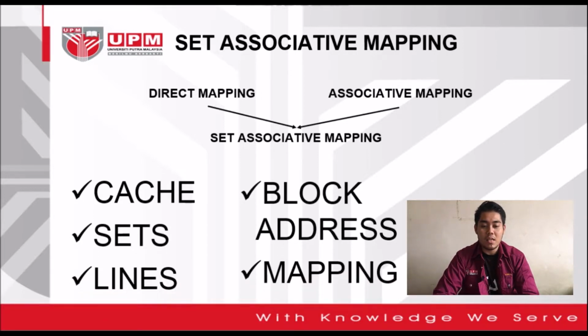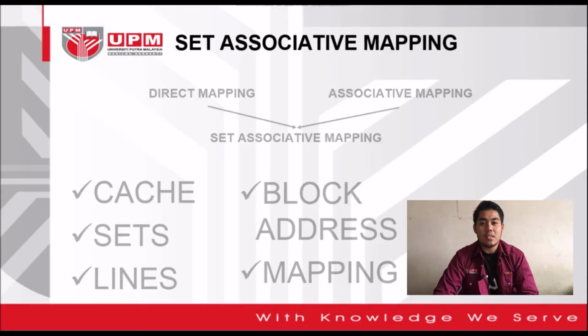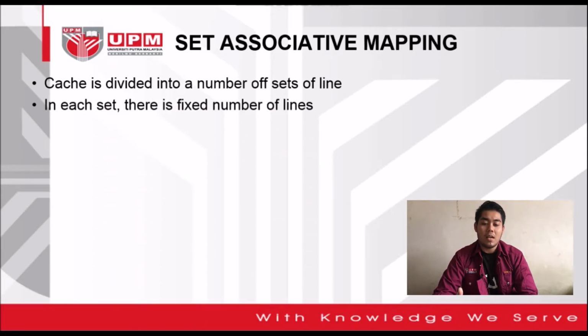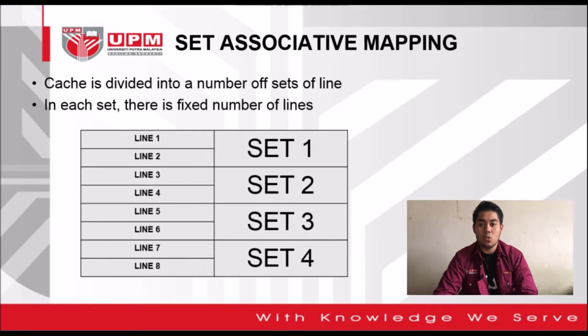Alright, as for the set associative mapping, the cache is divided into a number of sets of lines. In each set there is a fixed number of lines. For example, in the first set there are 2 lines. The number of lines is the same for the next set. I'll show you the figure. The first set is divided into 2 lines, the second set also 2 lines, up to the fourth set.